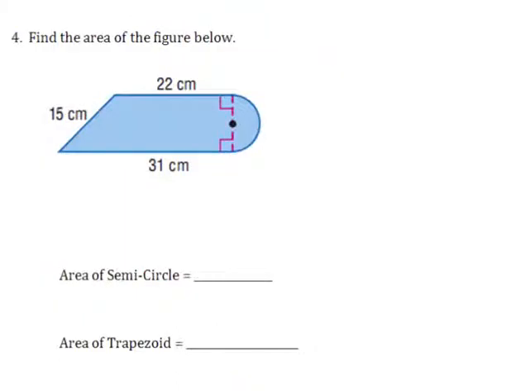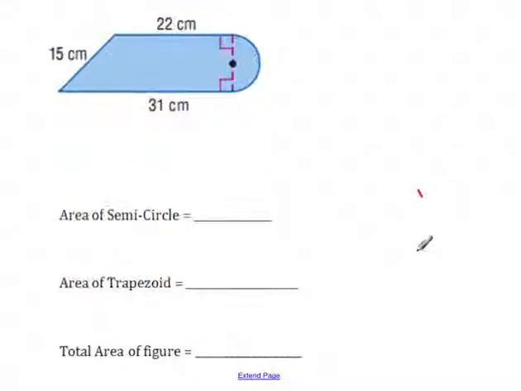Next, let's go ahead and take a look at number 4. So we want to find the area of the figure below. So first thing, area of the semicircle. Well, here's my semicircle right here. And we don't know right now what the height is. So we don't know what the radius is, but conveniently, I have a triangle.